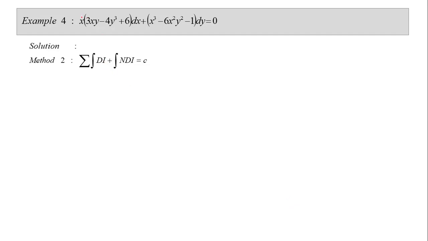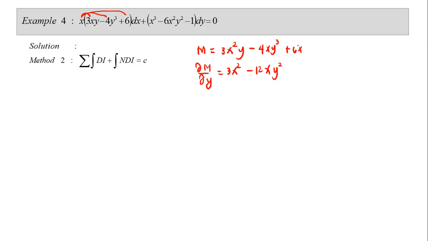I will just first introduce x to each term here. All right, and then you shall have M equals 3x squared y, that's 3xy times x, minus 4xy cubed, plus 6x. And then you differentiate this partially with respect to y. So that's 3x squared y with respect to y, that's 3x squared, minus, with respect to y, this is 4 times 3, you copy x. Then 4 times 3, that's 12, then y, then you subtract 1 from 3, so 2.